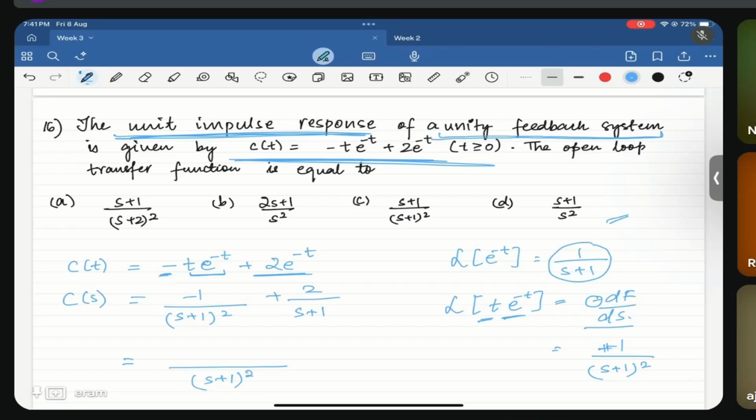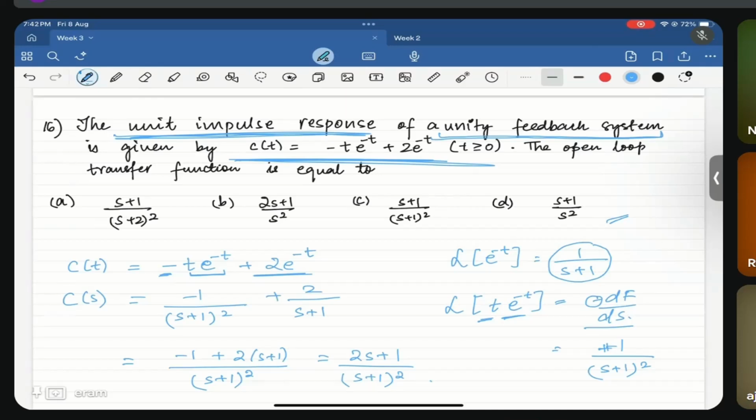Now let's simplify it further by taking LCM. So it will be 2s plus 1. So 2 minus 1 is 1. So 2s plus 1 divided by s plus 1 whole square. So this is the unit impulse response of a unity feedback system.